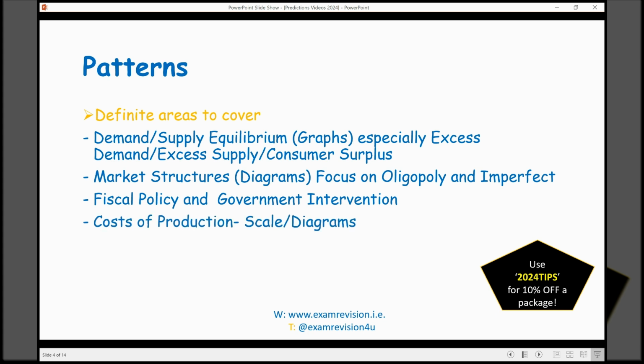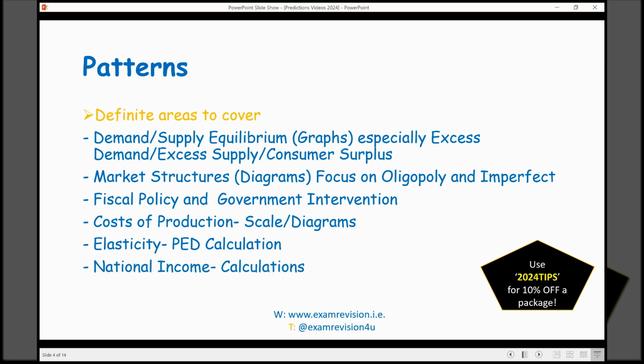Cost of production, as I've mentioned before, so the diagrams, economies and diseconomies of scale, be able to calculate marginal cost, average cost, total cost. Very important, very straightforward too once you get the hang of it. Elasticity, PED calculation, the use of elasticity, how do businesses use it, how do governments use it. National income in terms of your calculations, Keynes equation, circular flow of income, use of national income statistics, limitations of them, common as well. And international trade, comparative advantage hasn't come up in a couple of years, so I could see that coming up this year potentially.